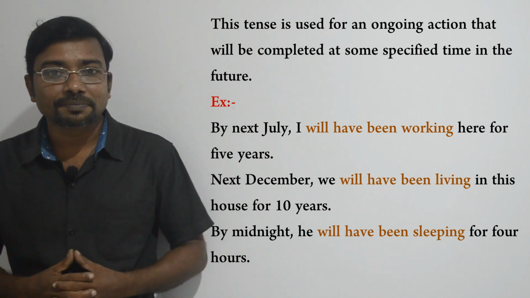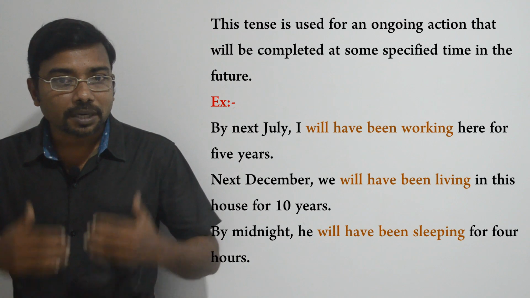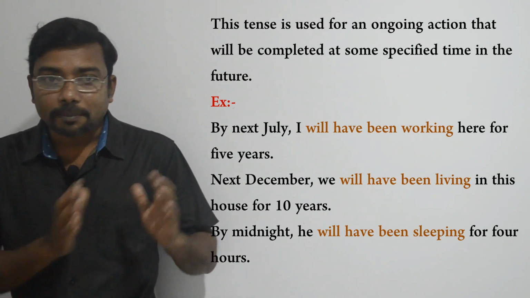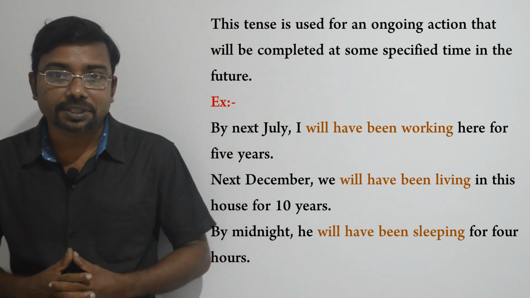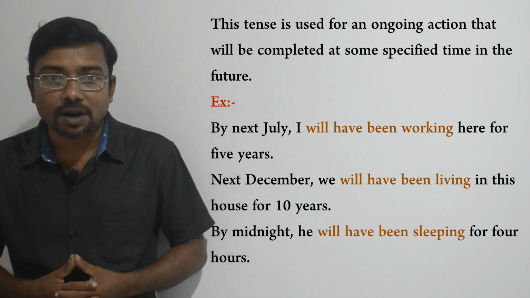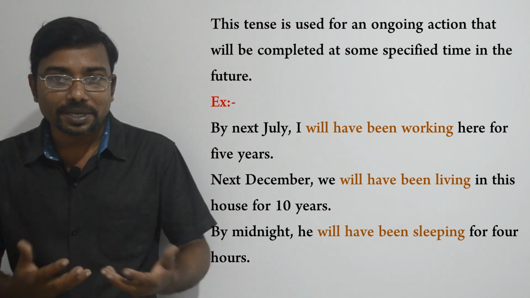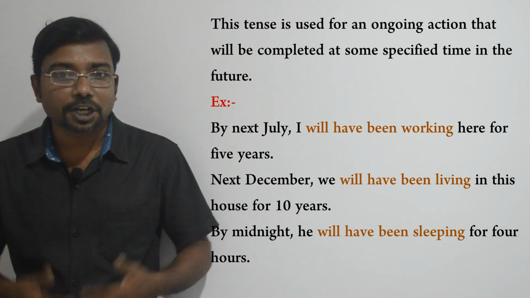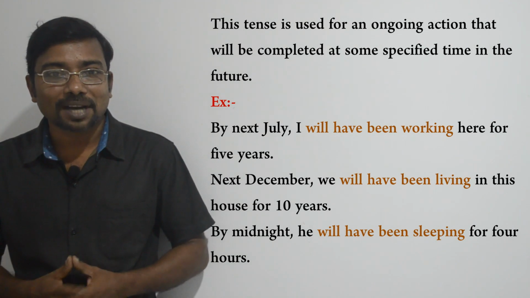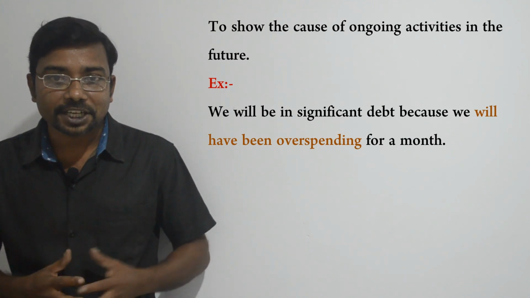Okay, let's go through the next one. By midnight, he will have been sleeping for 4 hours. Here also we talk about an ongoing activity in the future continued up until another point, by midnight, and here it shows the duration of this continued activity, for 4 hours. Here also we use the subject he and will have been plus the verb ing form sleeping to indicate the future perfect continuous tense.